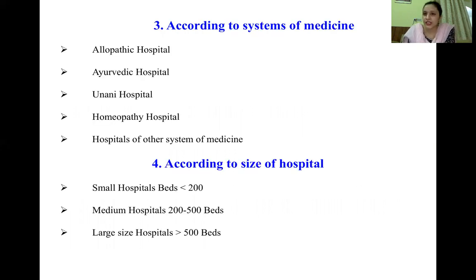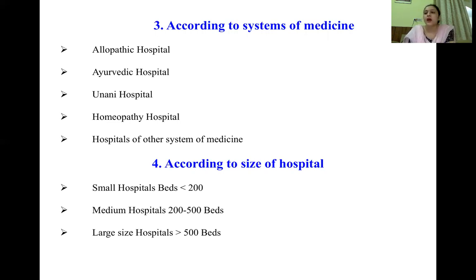The third parameter according to which we can classify hospitals is the system of medicine. There are very traditional systems of medicine, like Ayurvedic medicine. According to them, we can classify hospitals like allopathic hospitals, Ayurvedic hospitals, Unani hospitals, homeopathic hospitals, and other systems of medicine.